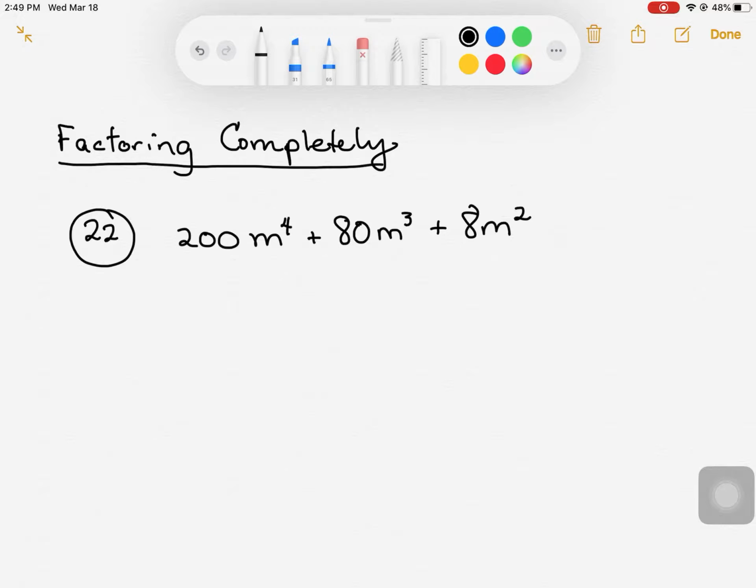Hi everyone. I was sent a question about the last couple of problems that were on the algebra factoring packet. So I thought I would go ahead and talk to you about this one. This is the very last one, number 22.